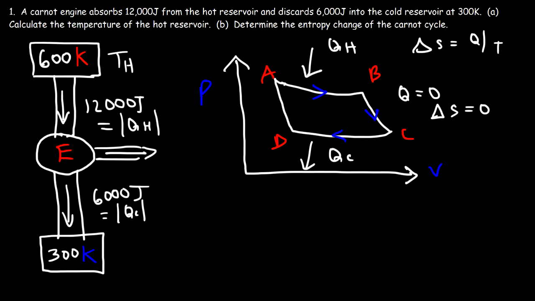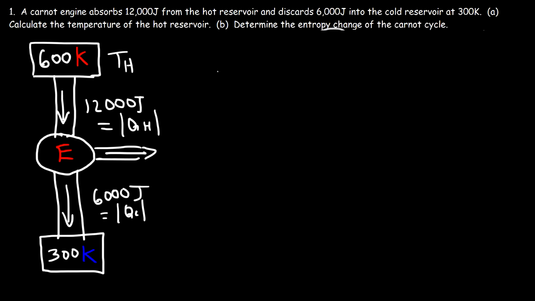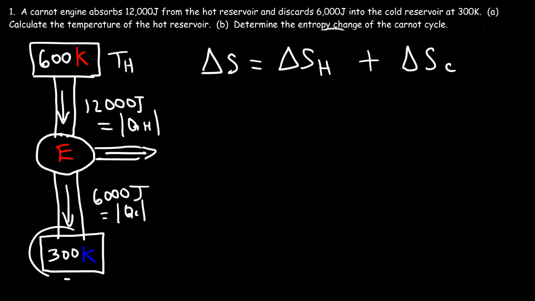Now going back for the last part, from D to A, that is an adiabatic compression. And so Q is 0, which means the entropy change is 0. So we only need to focus on these two processes, the isothermal expansion and the isothermal compression, to calculate the entropy change of the Carnot cycle. So for the isothermal expansion, we have delta SH when dealing with the hot reservoir. And for isothermal compression, we have delta SC when dealing with the cold reservoir in the engine.